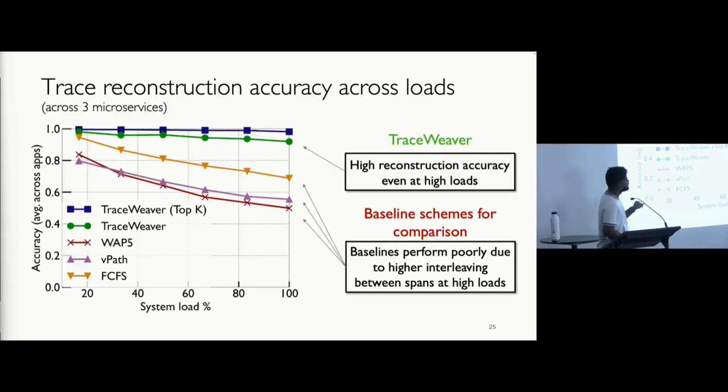All right, so now moving on to some evaluation. Our basic evaluation strategy is to check our accuracy across increasing load. We do that across 3 microservices, where each microservice consists of a set of services. As you can see here, as load increases, all the techniques get lowered accuracy. But TraceWeaver is still able to get a pretty high reconstruction accuracy, which can be pretty useful for a lot of use cases. The baselines, because they do not check for constraints and do not do joint optimization, perform poorly because of high interleaving between spans at high load.